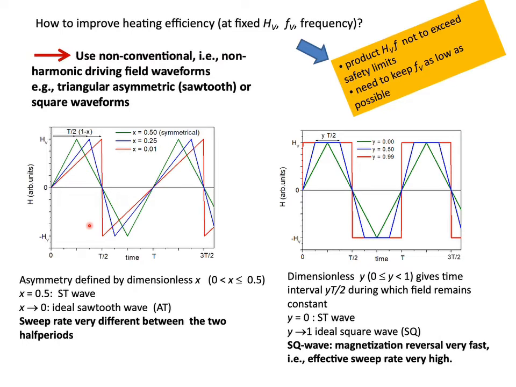Then we can go to a square driving field curve. The magnetization reversal is very fast, and the effective sweep rate results to be very high.